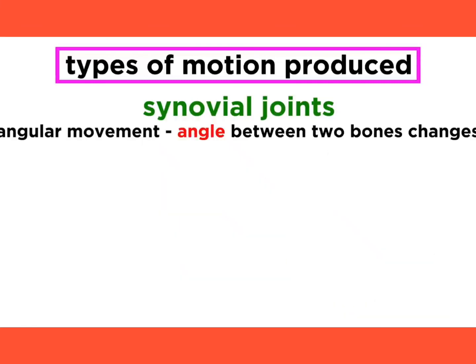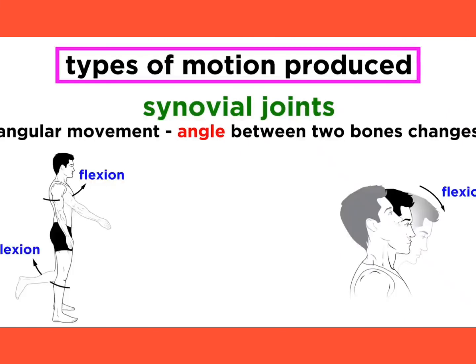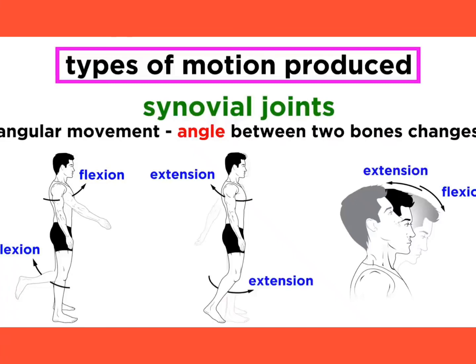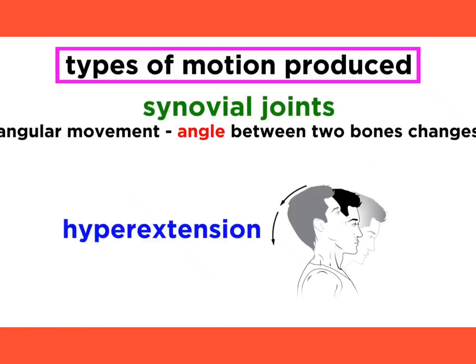Angular movement happens when the angle between two bones changes. An example of this is flexion, which decreases the angle of the joint, like when bending the head forward, or bending forward at the waist. The opposite of this is extension, which increases the angle of the joint. Straightening your neck or elbow or knee will achieve this. And hyperextension goes beyond this, like when bending your head back, bending backwards at the waist, and so forth.